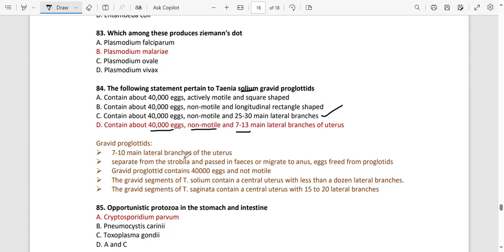Separate from the strobila and passed in feces or migrate to the anus. Eggs freed from proglottids. Gravid proglottid contains 40,000 eggs and is not motile. Gravid segment of T. solium contains a central uterus with less than a dozen lateral branches, while gravid segment of T. saginata contains a central uterus with 15 to 20 lateral branches. So don't pick this one because that's for saginata.